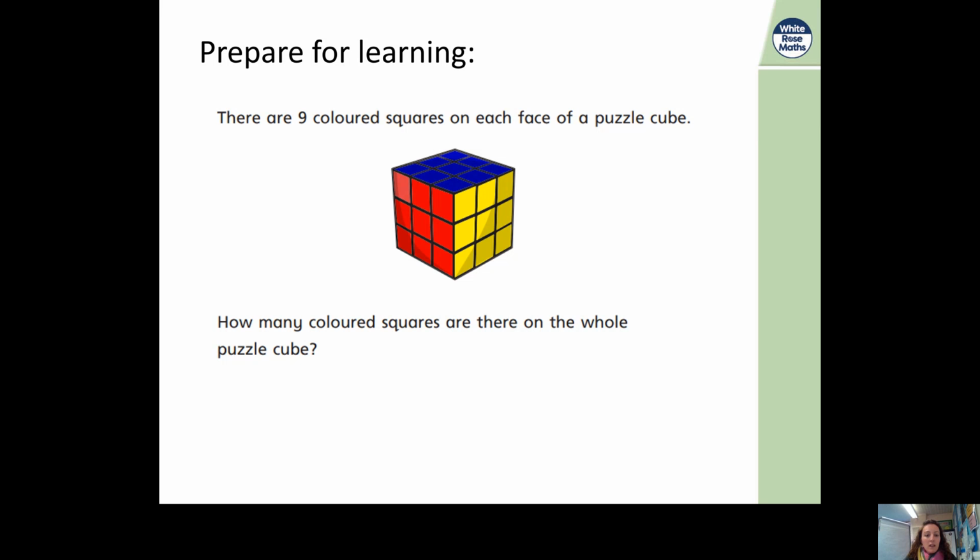Let's have a look together. So on each of the faces of a puzzle cube, there are 9 coloured squares. Now, can you remember how many faces there are on a cube? We can see 3, but don't forget there are 2 more behind that we can't see, and there's 1 underneath. So altogether there are 6 faces. So if on each face there are 9 coloured squares and there are 6 faces, we need to multiply 9 by 6. So 9 multiplied by 6 equals 54. So there are 54 coloured squares on the whole puzzle cube.